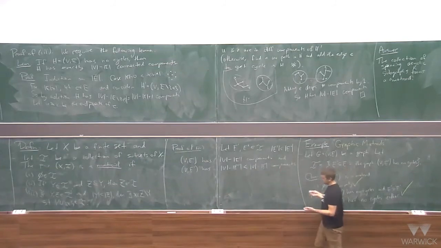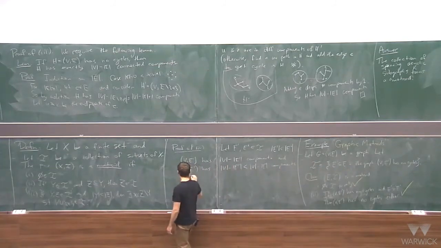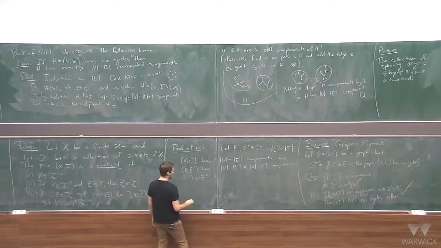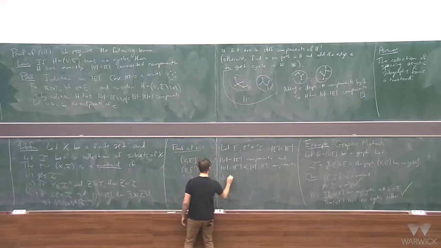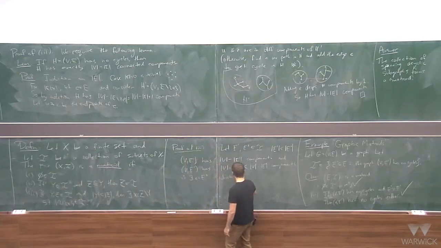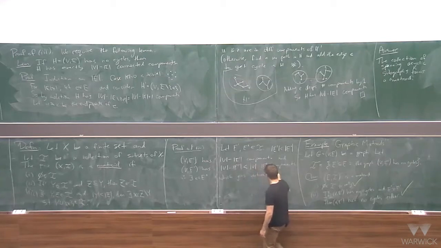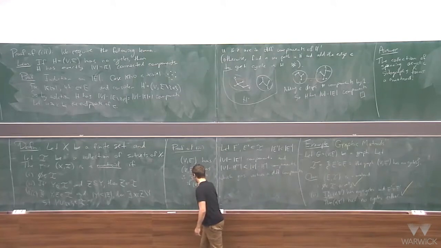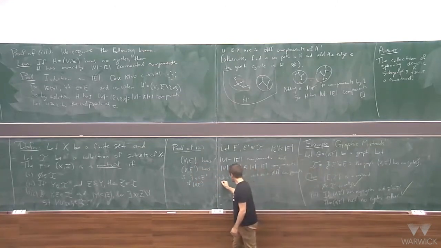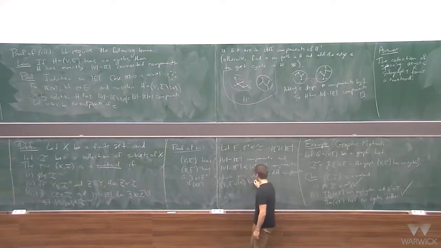And this means that there must exist an edge e in E double prime which joins vertices in different components of (V, E prime). This is just by the pigeonhole principle. And then it's not hard to check that if I look at (V, E prime) union that edge, that has no cycles.